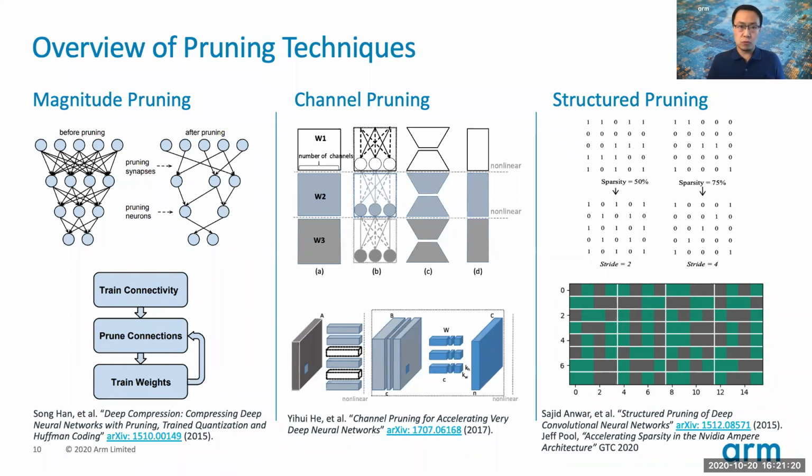And then the one on the right is something called structure pruning. So it's sort of in the middle between the 2 columns to its left, meaning that we can introduce some form of structure into the location or the distribution of your non-zero values. It could be a block structure, it could be a stride structure.